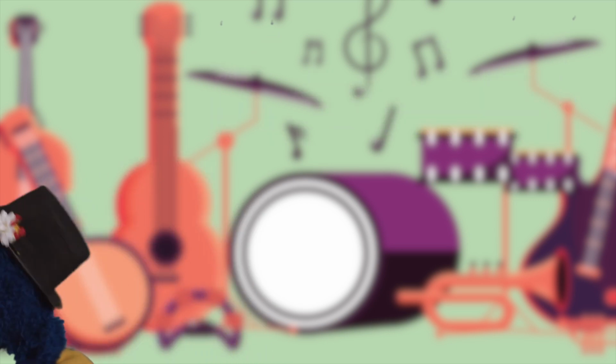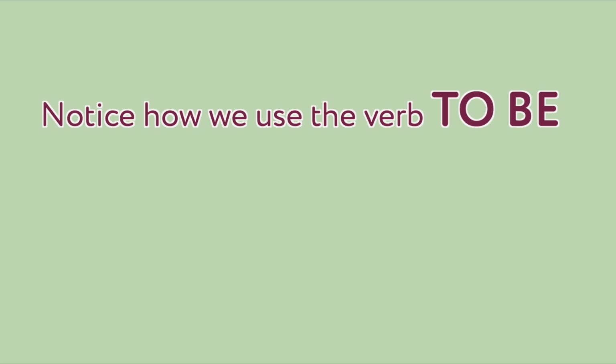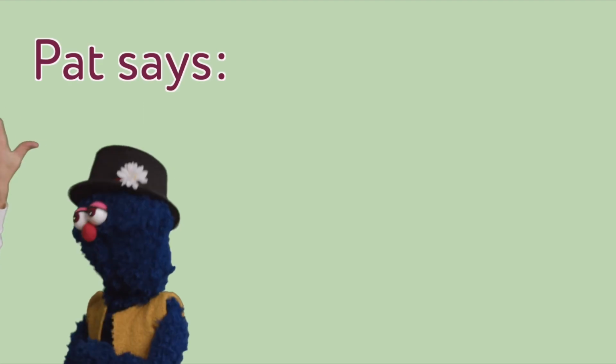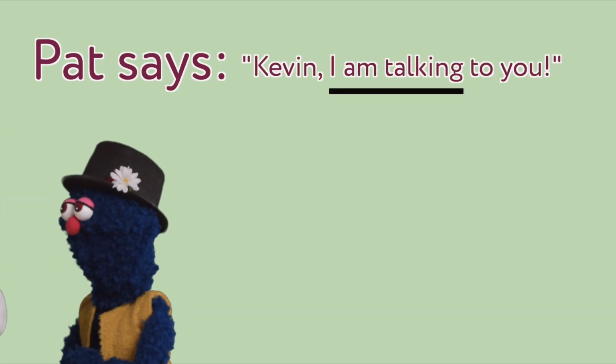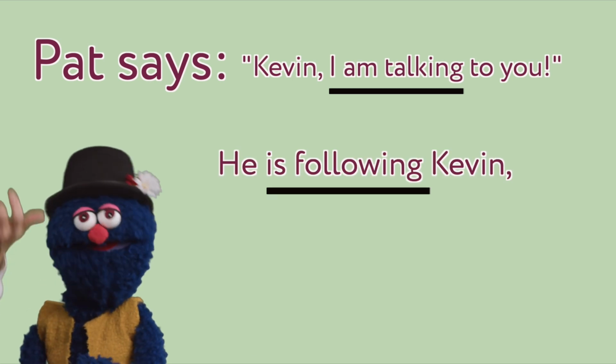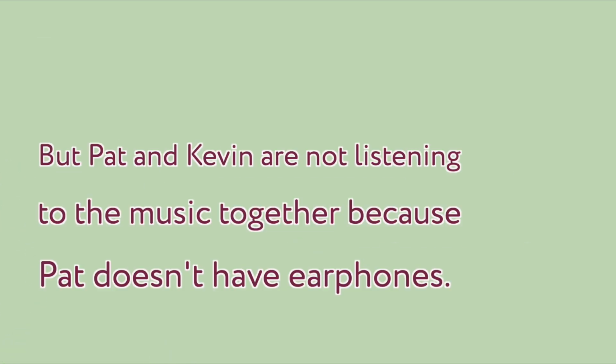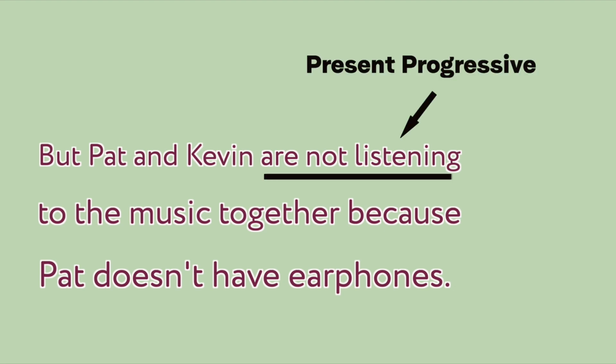Kevin! Notice how we use the verb to be and the ing form of the action verb. Pat says, Kevin, I am talking to you. He is following Kevin and he is shouting at Kevin. But Pat and Kevin are not listening to the music together because Pat doesn't have earphones.